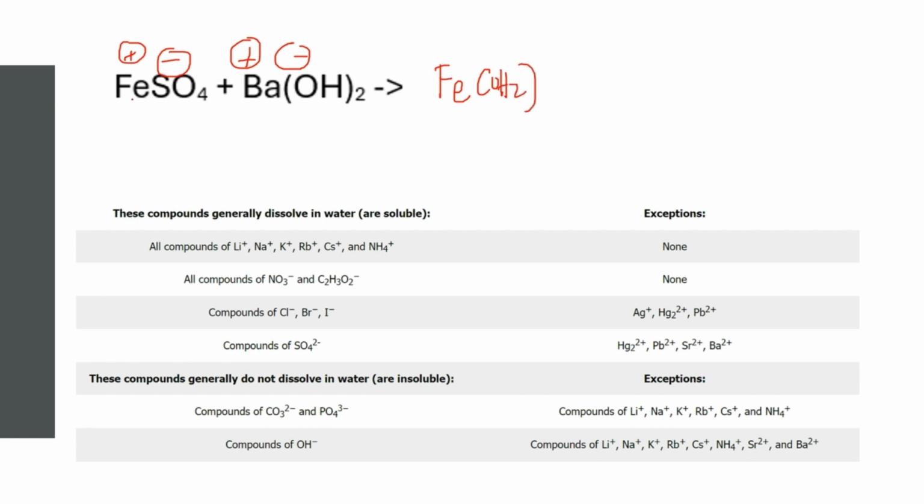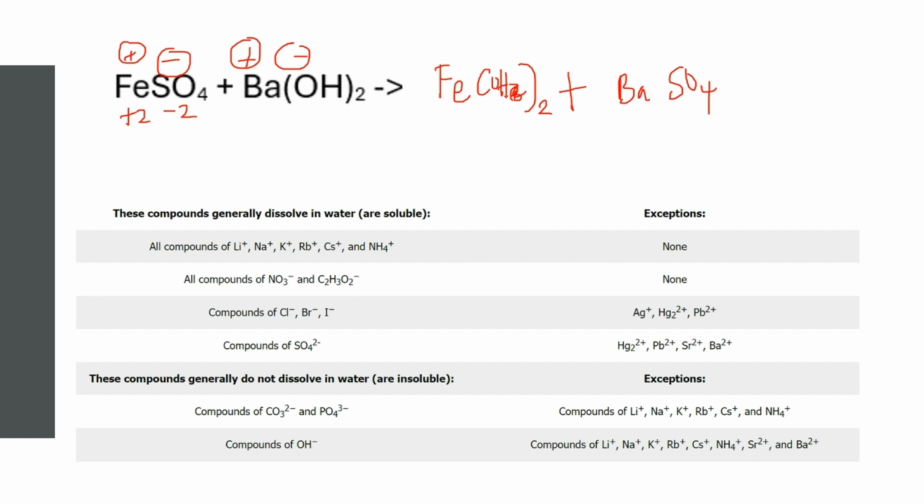FeOH2, because in iron sulfate, we were having a 2 plus ion that would complement the negative 2 ion of the sulfates. So it means we have to have a 2 plus here. Just going to write that over here. And then you end up with barium sulfates. Is this reaction going to be successful? Well, let's check the solubility rules for iron hydroxide and barium sulfate.